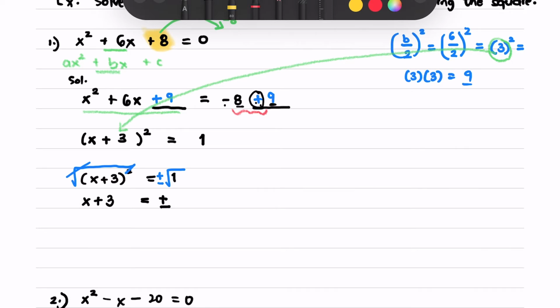What is square root of 1? That is 1. So, this is not yet the final answer kasi we need to combine yung similar terms. At ang similar terms natin dito, ito, at saka si positive and negative 1. So, ita-transpose natin yung positive 3. Okay, so maiiwan dito si x equals, so yung positive 3 natin magiging negative 3, and we have positive and negative 1.